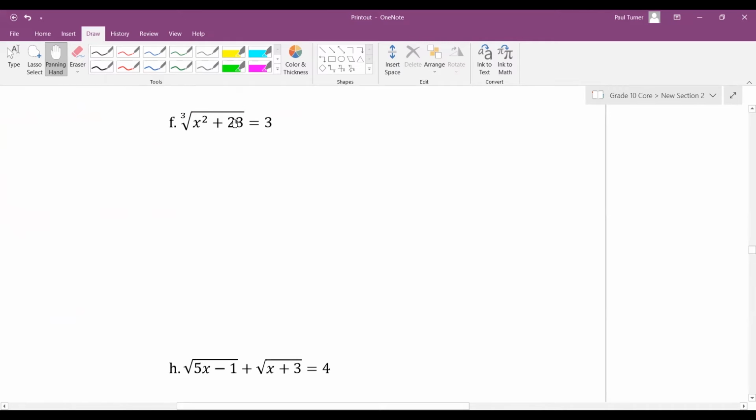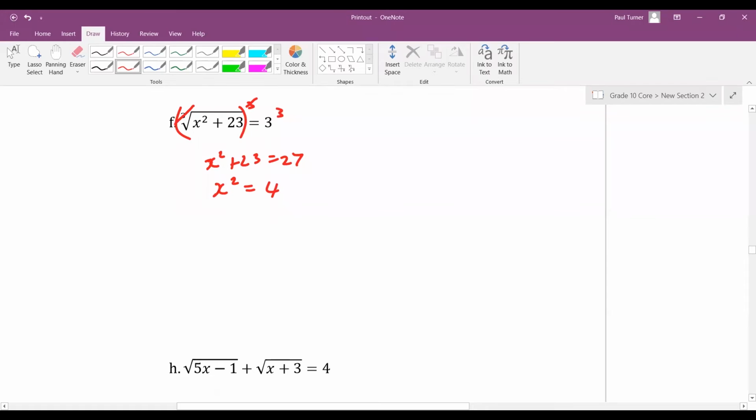So for this one here, you've got a cube root. And to cancel a cube root, you would cube both sides. So do that. So cube your cube root. So let's have a look. So you cube the cube root. So x squared plus 23 is 27, right? So x squared is 4.